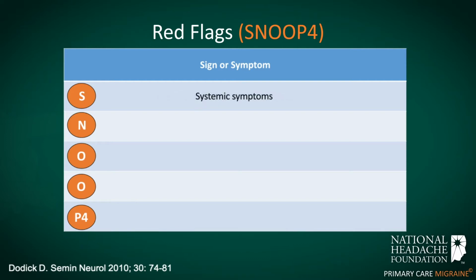The S stands for systemic symptoms. This would include unexplained fever or weight loss in a headache patient. It would also include new onset of headache in a person with cancer, HIV, or past transplant. The N stands for neurologic signs or symptoms. This would include neurologic symptoms such as hemiparesis, numbness, and ataxia, as well as an abnormal neurologic examination. The first O stands for onset, referring to sudden onset. The second O stands for older. This indicates a new onset headache in a person greater than 50 years of age.